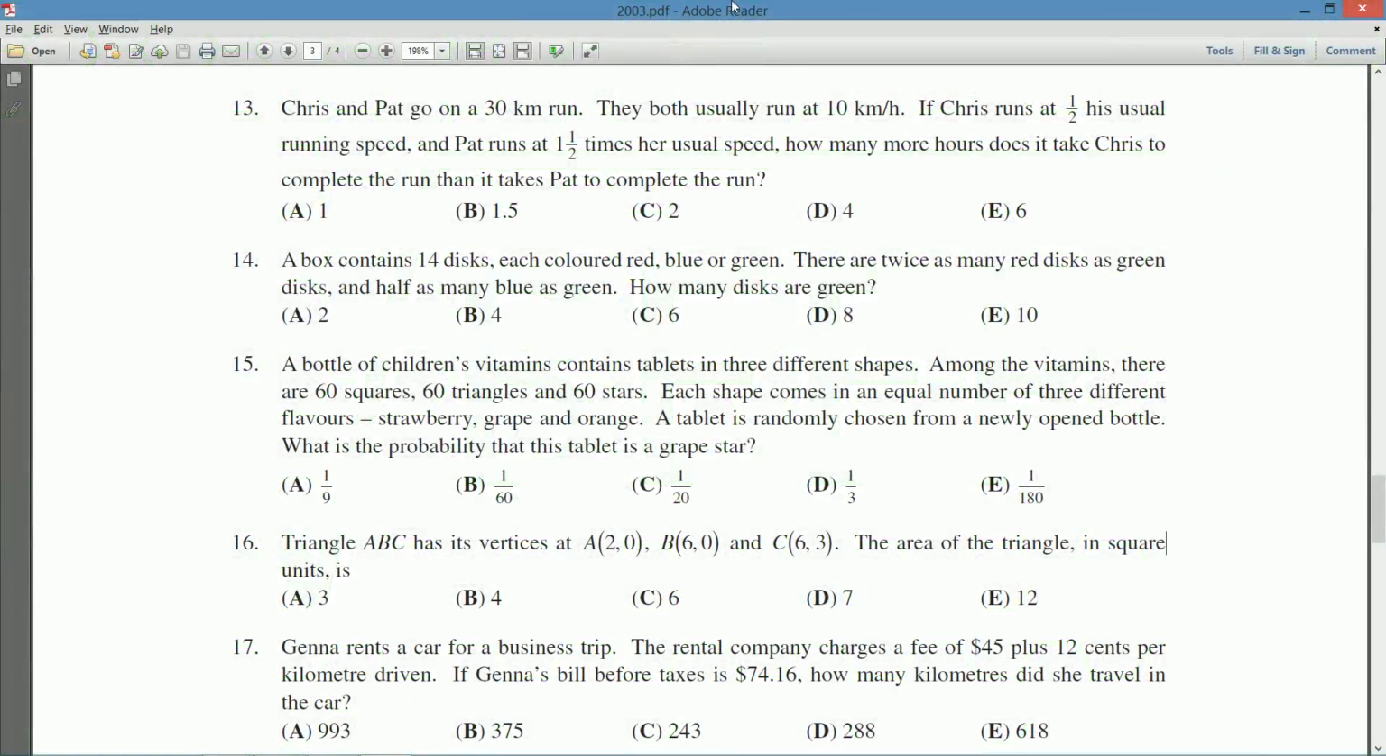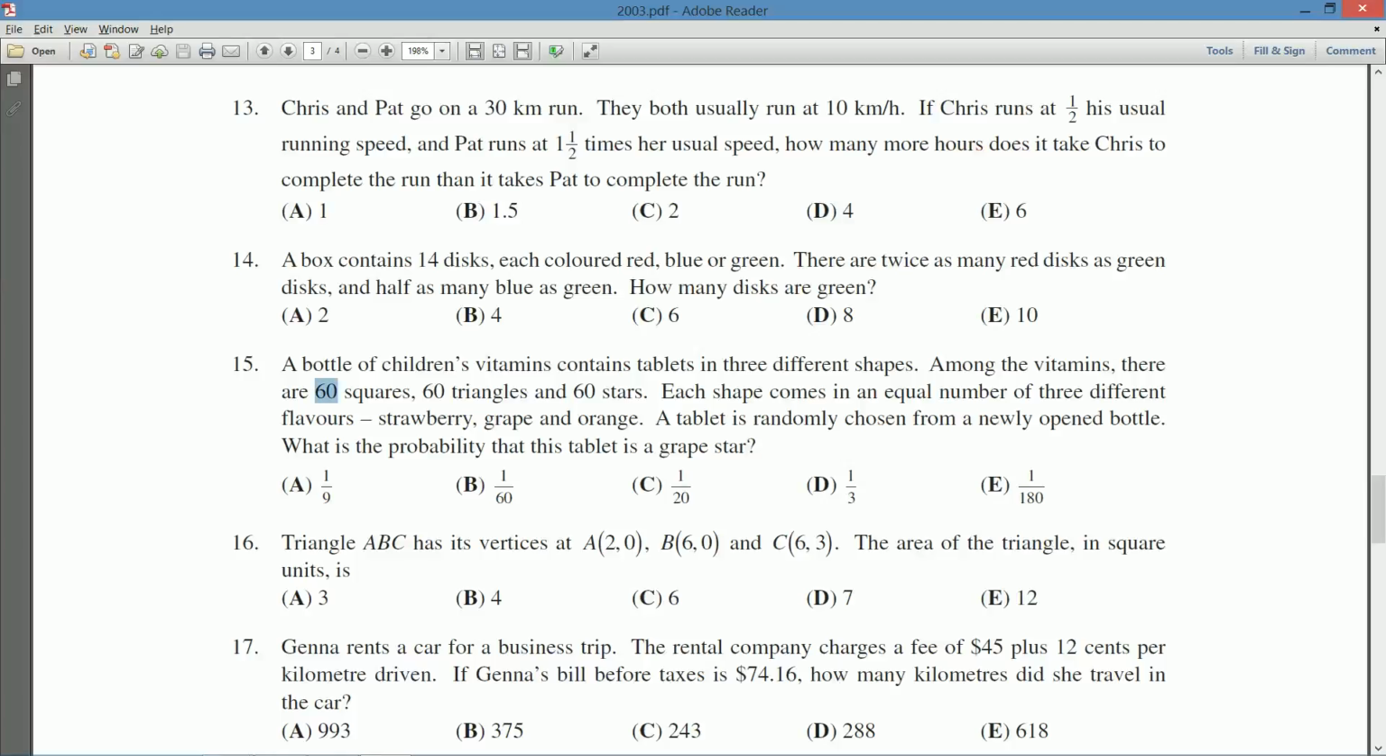We're on to question number 15 on the 2003 grade 7 Gauss. Question 15 looks like a long word problem. A bottle of children's vitamins contains tablets in 3 different shapes. Among the vitamins, there are 60 squares, 60 triangles, and 60 stars. Each shape comes in an equal number of 3 different flavors: strawberry, grape, and orange.